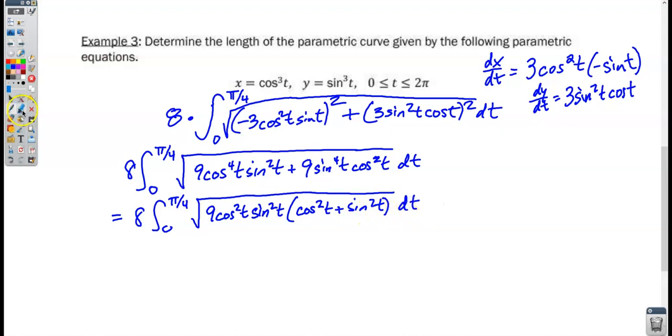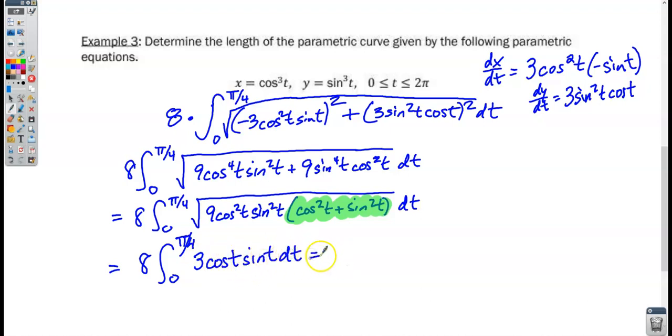Now, of course, we know that this particular piece right here is 1, and so we've turned this 2-term expression under the radical into a single-term expression. Not only that, we've turned it into a single-term expression that we can easily take the square root of. The square root of 9 cosine squared of t sine squared of t is equal to 3 cosine of t sine of t dt. So I can bring the 3 out in front here.